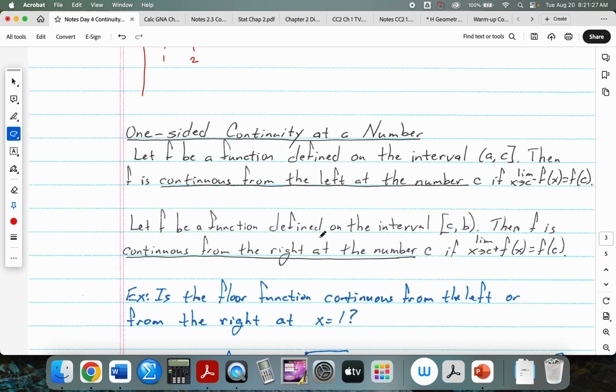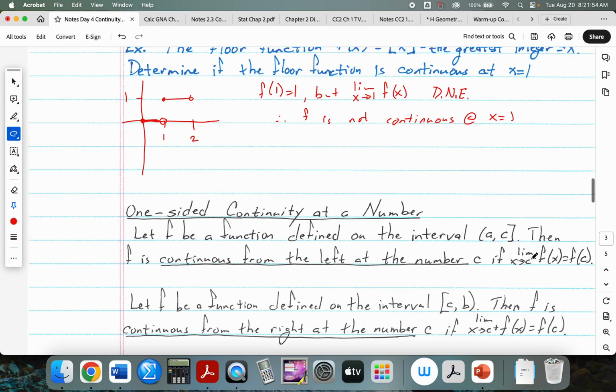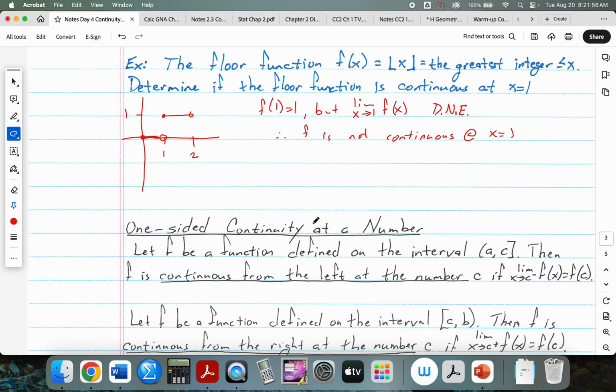Then let f be a function defined on the interval from c to b. So now we're going to values above c. F is continuous from the right at the number c if the limit as x approaches c from the right of f of x is equal to f of c. So the question here is, is the floor function continuous from the left or from the right at x equals 1? So let's go back up to here.